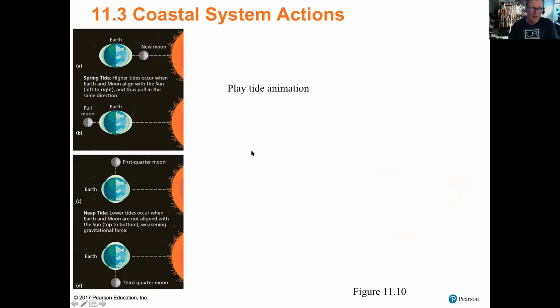Play this tide animation so you know what they're talking about. The differences between spring tide, and it doesn't mean it happens in the spring. It just means that the water springs out based on the alignment of the sun and the moon. So, you can have it when they're both on the same side, and when you have a full moon on the other side of the Earth. And then the two neap tides, the lower tides, are the first and third quarters where the moon is on either side of the Earth. Okay, so know the difference between these.